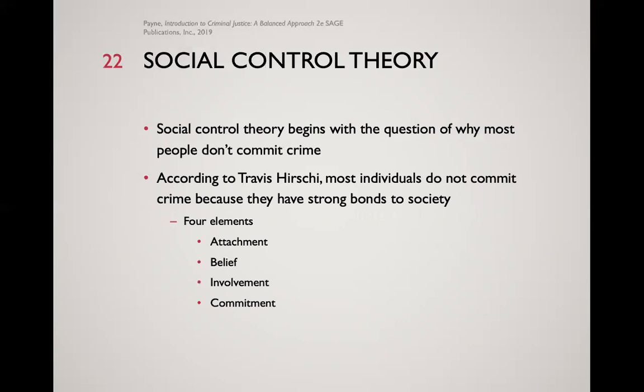So social control theory basically begins with the question of why people don't commit crime. Travis Hirschi is famous for looking at the flip side, not looking at why criminals commit crime, but why most people do not commit crime. According to Hirschi, most individuals do not commit crime because they have strong bonds to society. The four elements of a strong bond, which is important to know, are attachment, belief, involvement, and commitment.